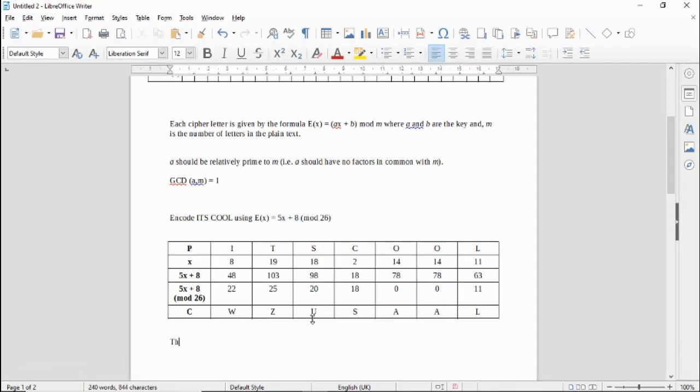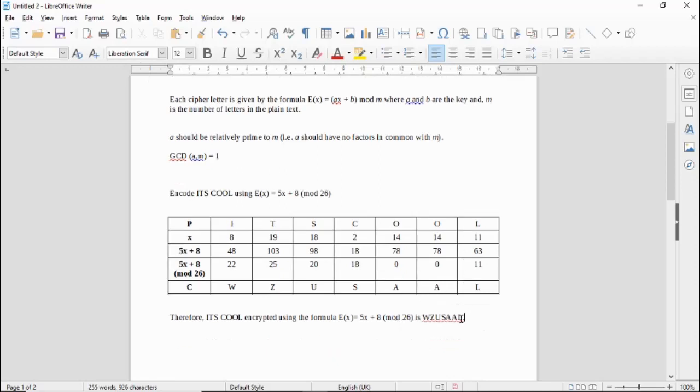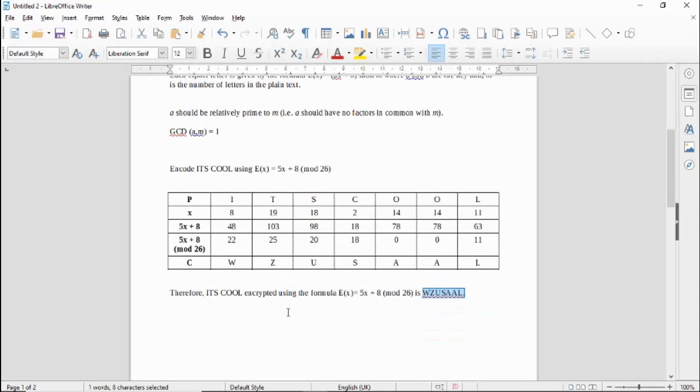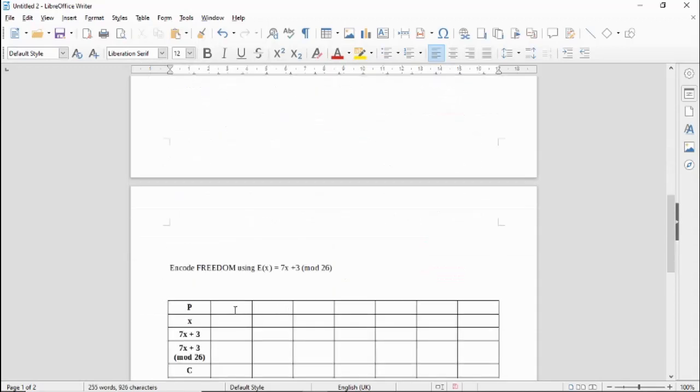Therefore, the word encrypted using the formula E(x) is equal to 5x plus 8 mod 26 is WIZAL. However you pronounce that word, I don't think it's a real word. And that's its word encrypted. Let's move on to the next question.